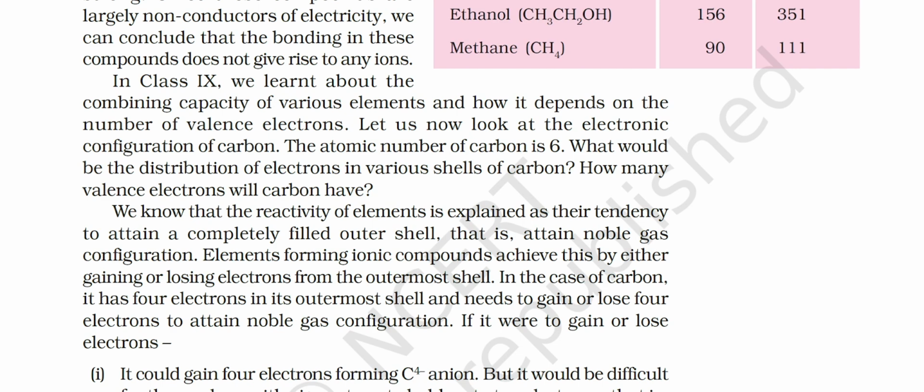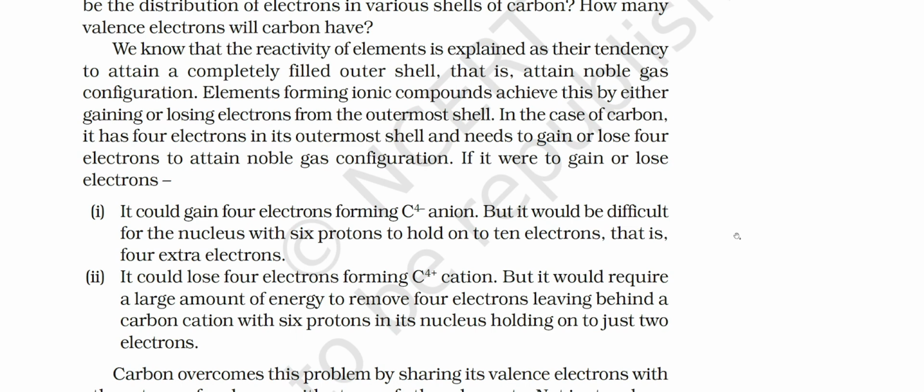If it were to gain or lose electrons, it could gain 4 electrons forming a C4- anion, but it would be difficult for the nucleus with 6 protons to hold on to 10 electrons, that is, 4 extra electrons. It could lose 4 electrons forming a C4+ cation, but it would require a large amount of energy to remove 4 electrons, leaving behind a carbon cation with 6 protons in its nucleus holding on to just 2 electrons.